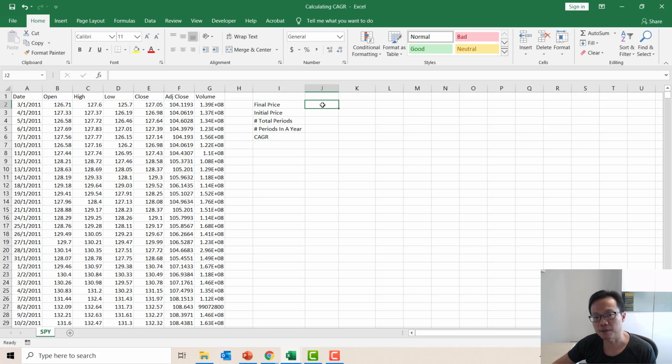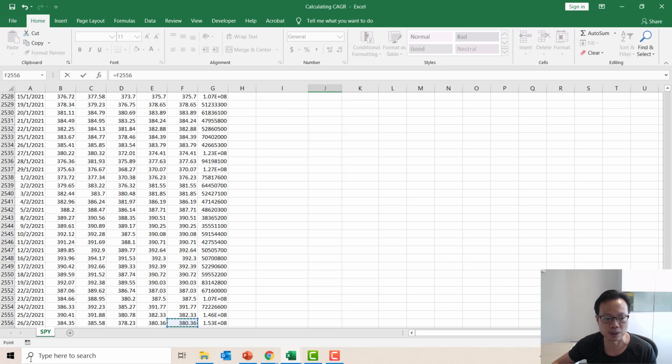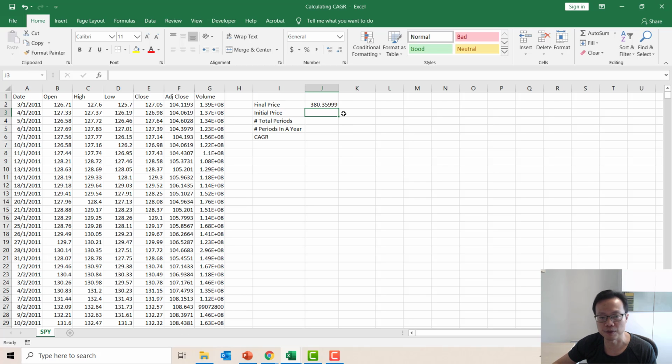Now let's get the final price. The final price, very simply, is just the very last adjusted close in this entire data series, which is on the 26th of February 2021. So this is the particular cell, hit enter, and we have the final price of SPY. And then the initial price is just the very first adjusted close in this entire data series. So that's in cell F2, hit enter, and we have the initial price as well.